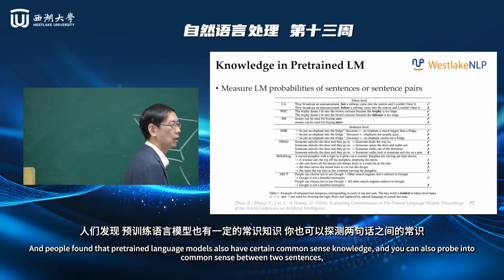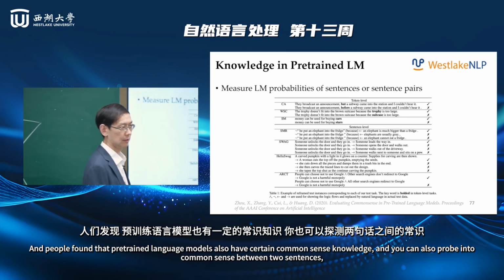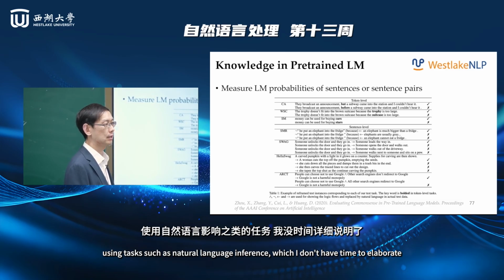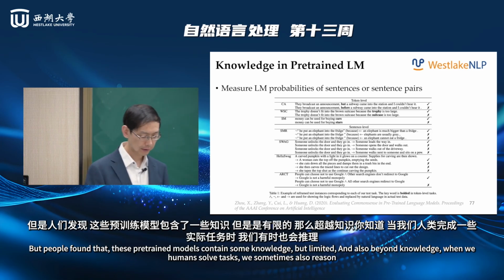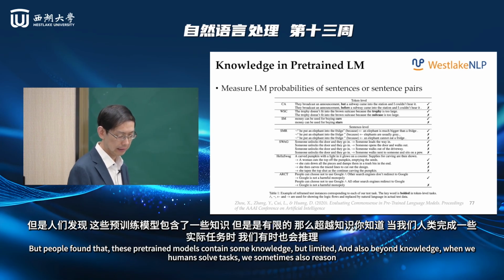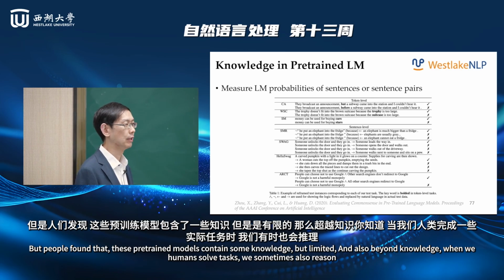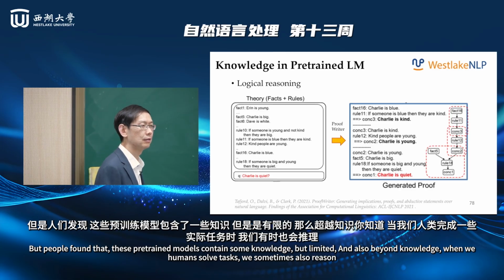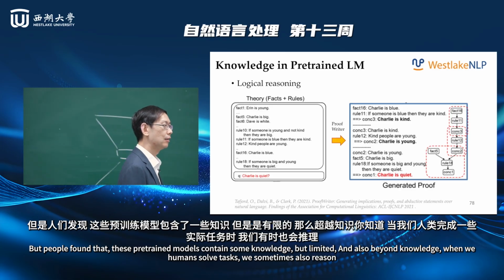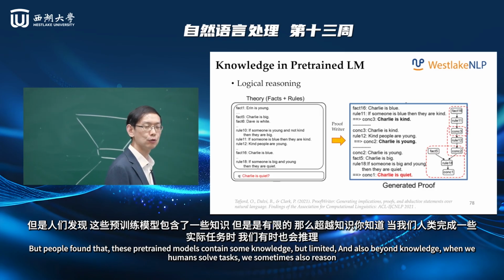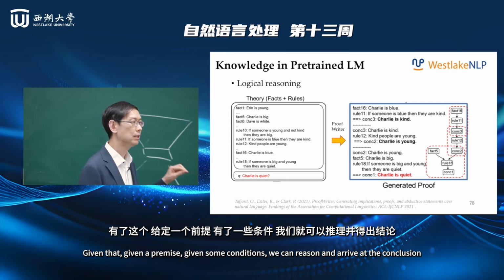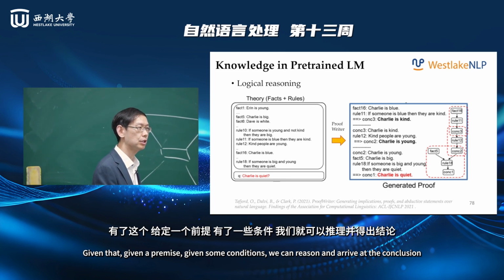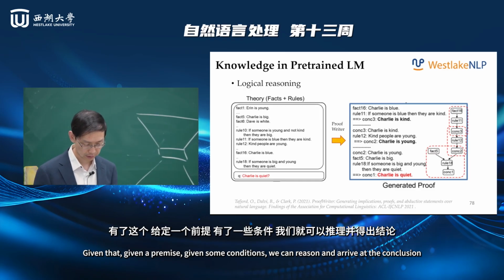And you can also probe into common sense between two sentences, okay? Using tasks such as natural language inference, which I don't have time to elaborate. But people found that these pre-trained models contain some knowledge, but limited. And also, beyond knowledge, when we humans solve tasks, we sometimes also reason, right? Given a premise, given some condition, we can reason and arrive at a conclusion.